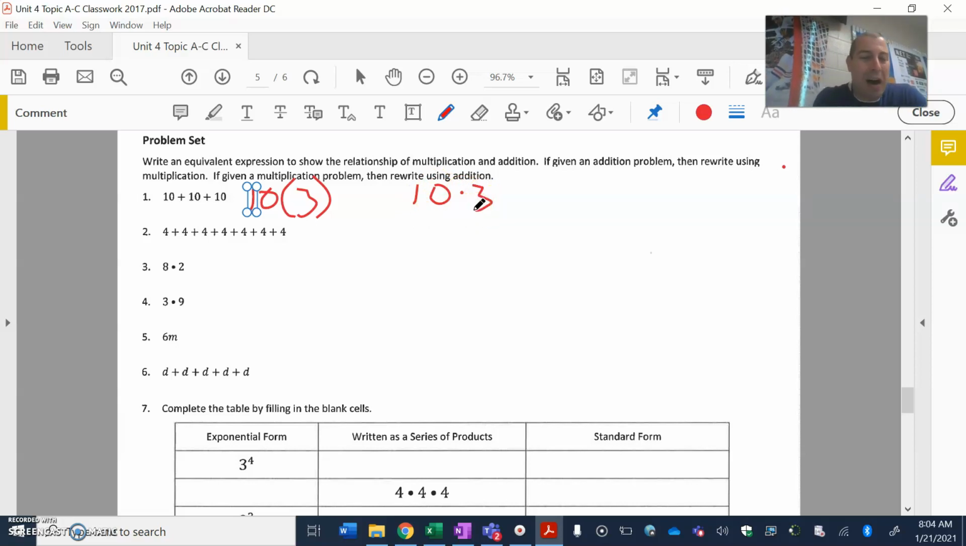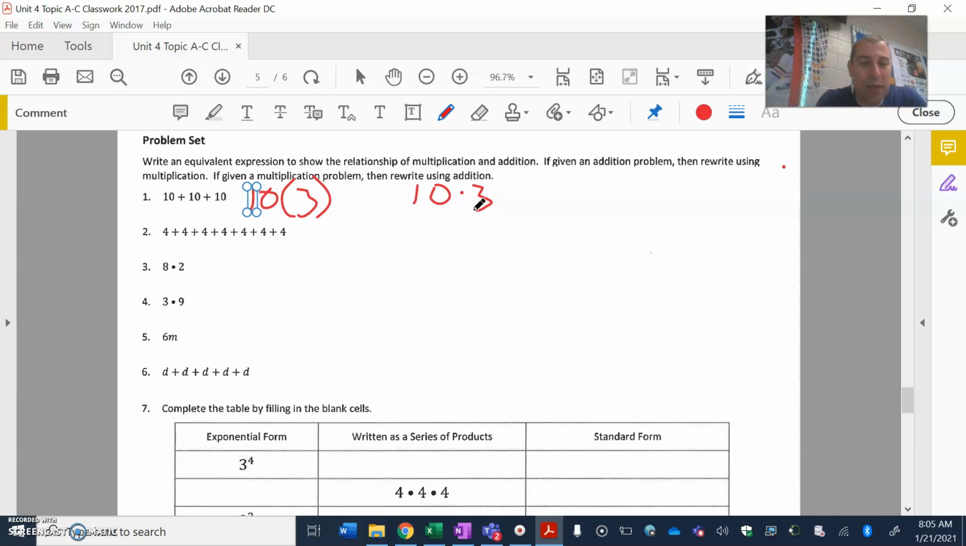All right. Let's go down to question number 4. Now I see a multiplication problem. In these directions, remember, if it's an addition problem, they want me to rewrite as multiplication. If it's a multiplication problem, they want me to rewrite it using addition. We're not going to see any exponents here because there's no repeat multiplication. 3 times 9, those numbers are different. So 3 times 9, there's 2 ways that I could do this problem. There's the long way that I could do it, or there's the faster way that I could do it.